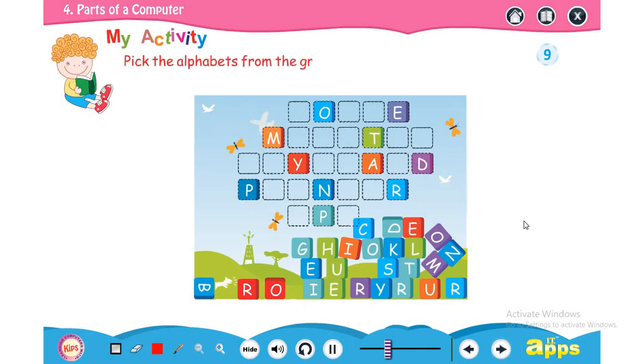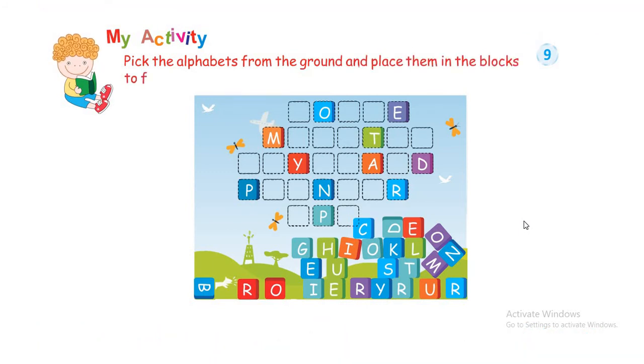Pick the alphabets from the ground and place them in the blocks to form parts of a computer. Okay, so till now we learned about the parts of a computer. First is monitor, second is CPU, third is keyboard, fourth is mouse, and fifth one is printer. Printer is basically not a main part of a computer, but it is used to print out, or to collect a hard copy. These 5 parts of a computer are together called a computer.